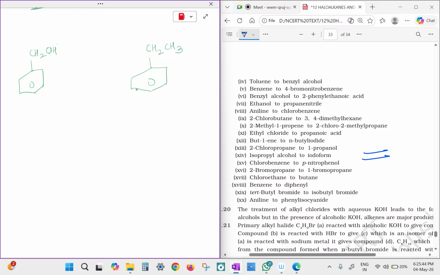Start collecting ideas. If you want to extend the carbon chain, Wurtz reaction, or you can do it by organometallic compound, Grignard reagent, think along those lines also.